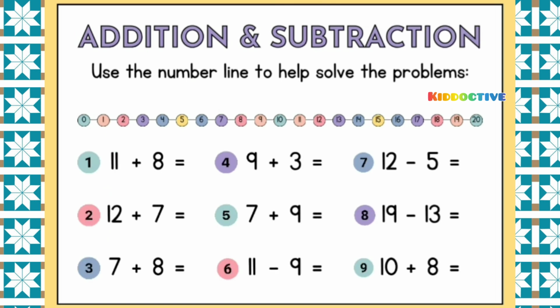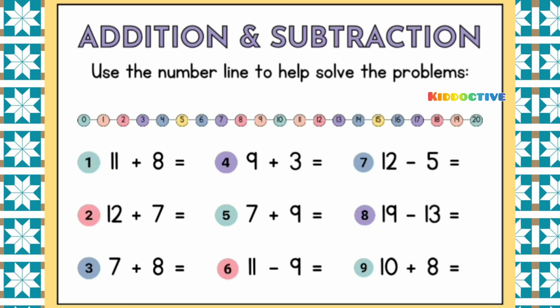Now we are going to do the addition and subtraction using the number line. So in the number line, there are numbers from 0 to 20. Let's count with me. 0, 1, 2, 3, 4, 5, 6, 7, 8, 9, 10. Then 11, 12, 13, 14, 15, 16, 17, 18, 19 and 20.